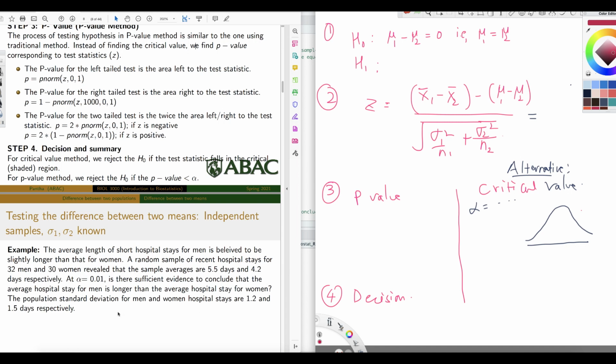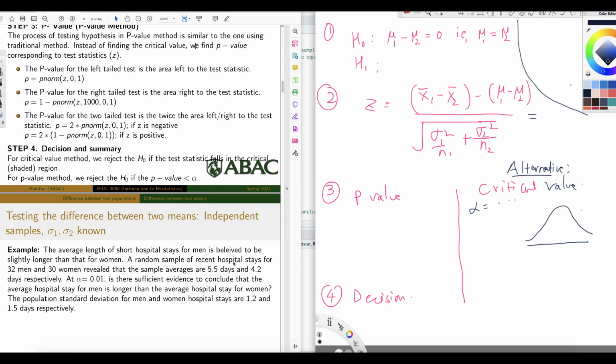Okay guys, first of all, let me read the question, and then let me write down the given information about the sample and the population. The average length of short hospital stays for men is believed to be slightly longer than that for women. That's the belief. Male patients spend a longer time in the hospital than female patients. People believe that.